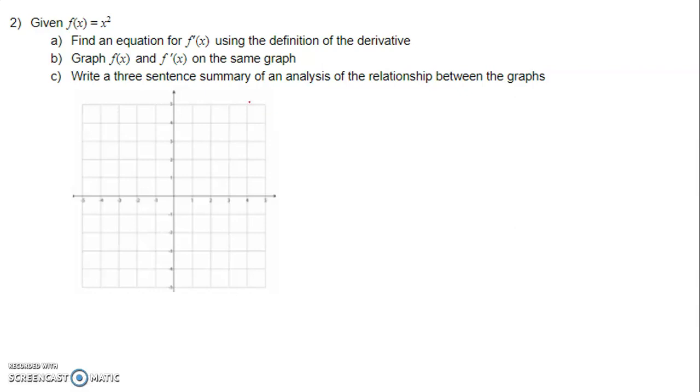All right, let's look at this next one. So f of x is x squared. We want to find an equation for f prime of x, graph them both on the same graph, and then write a summary. I'm more just going to talk about it instead of trying to write it out. So to find an equation for f prime of x, that's where you're going to use the instantaneous rate of change formula, or the definition of the derivative, because those are the same thing.